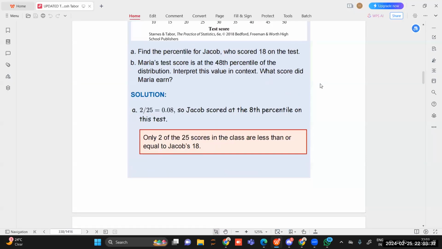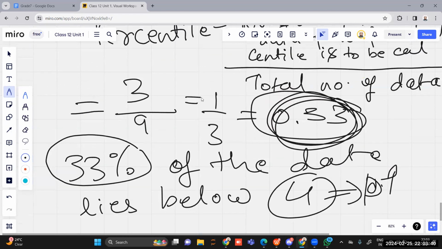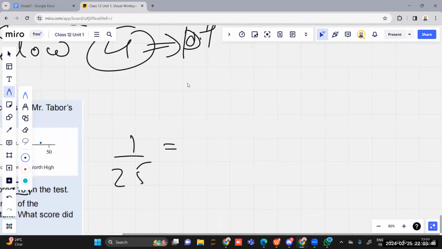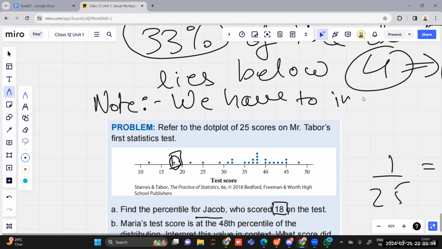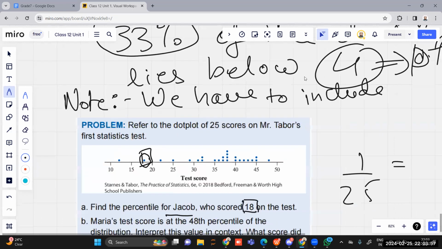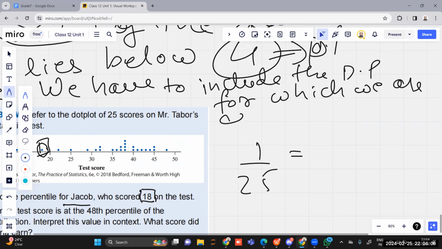2 out of 25, which is... oh, he's including it. What we have to do is include this data point. Remember, it would be 4/9 here if we didn't include it, but in this textbook, he's including it. So I'll write this note here: we have to include the data point for which we are calculating the percentile.